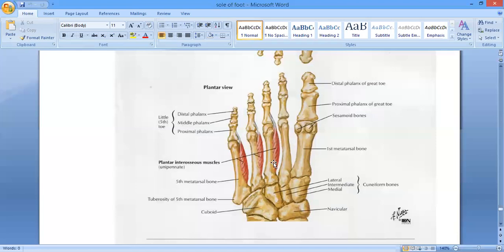ठीक है जी? Clear? कोई problem तो नहीं है जी? These are also supplied by the lateral plantar nerve, and as I told you, the function is that you see they are present on the medial aspect. When they contract, they will pull them to the medial aspect.